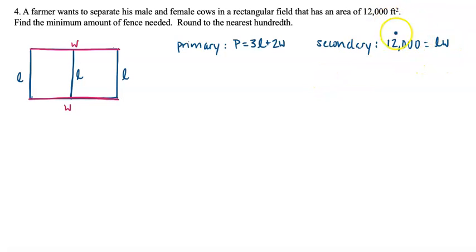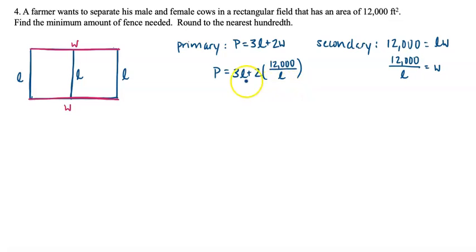All right, let's solve this secondary equation for one of the variables so that I can maximize or minimize this primary equation. So it does not matter which we use. Let's just divide both sides by, let's say, the width, and we get that 12,000 divided by the length is equal to the width. So let's plug this into our primary equation. We get P is equal to 3L plus 2 times 12,000 divided by L.